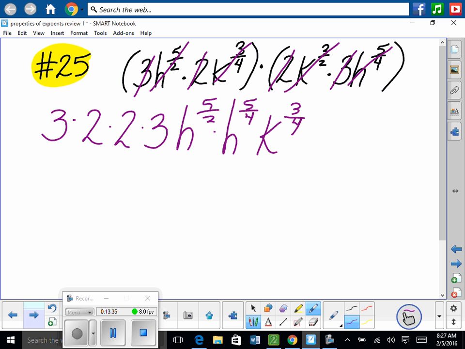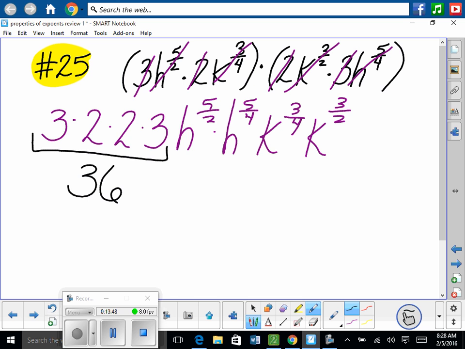And k to the 3/2. Then I simplify it in sections. So right here, I'm just going to multiply that out in my calculator. 6 times 6 is 36. And then right here, I'm multiplying the same base, so I add my exponents.